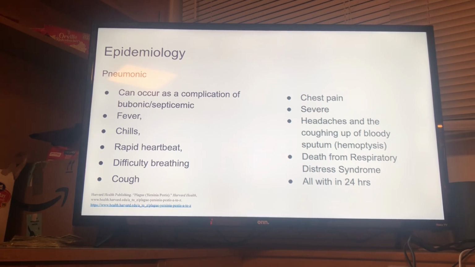The pneumonic version of this strain can also occur as a complication of the bubonic or septicemic versions. Someone who is infected will experience fever, chills, rapid heartbeat, difficulty breathing, cough, chest pain, severe headaches, and the coughing up of bloody sputum. The individual usually dies from respiratory distress syndrome. And all of these can occur within 24 hours, making it a very, very deadly and dangerous disease.